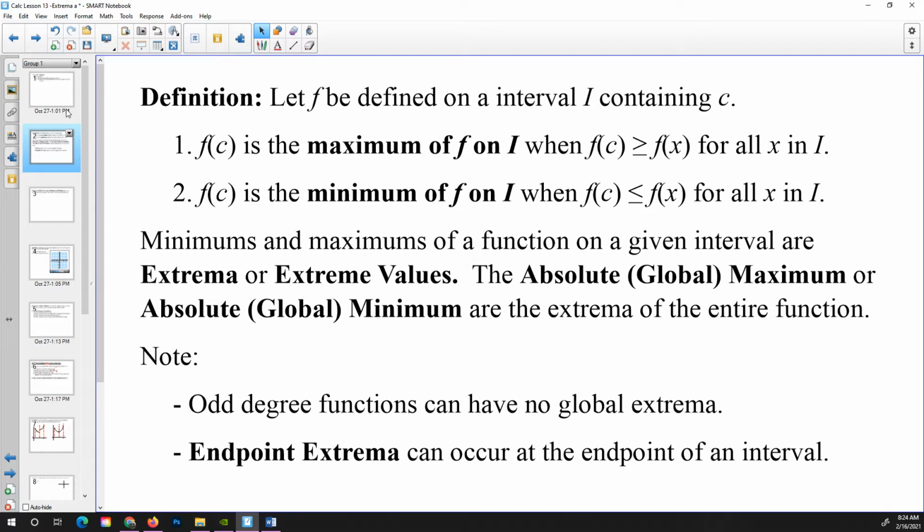Minimums and maximums of a function on a given interval are extrema, or extreme values. The absolute, sometimes known as the global maximum or the absolute global minimum, are extrema of the entire function. Note, odd degree functions have no global extrema, and that is because you're always going to have some value that's going up towards positive infinity or down towards negative infinity. And endpoint extrema can occur at the endpoint of an interval.